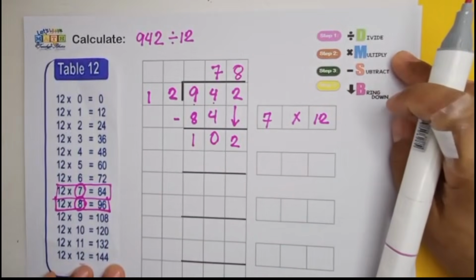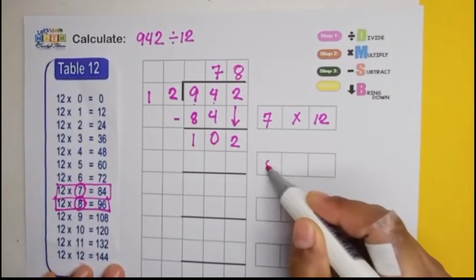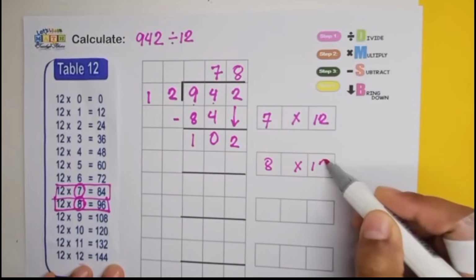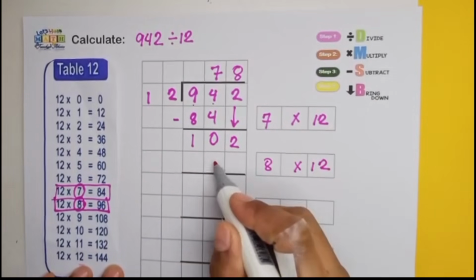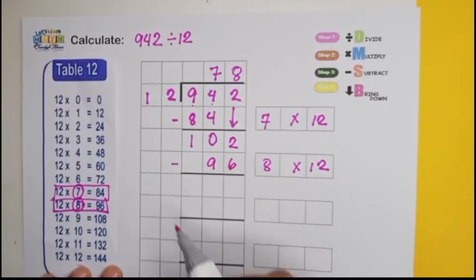Next step is to multiply. 8 multiplied by 12 will give me 96. Next step is to subtract.